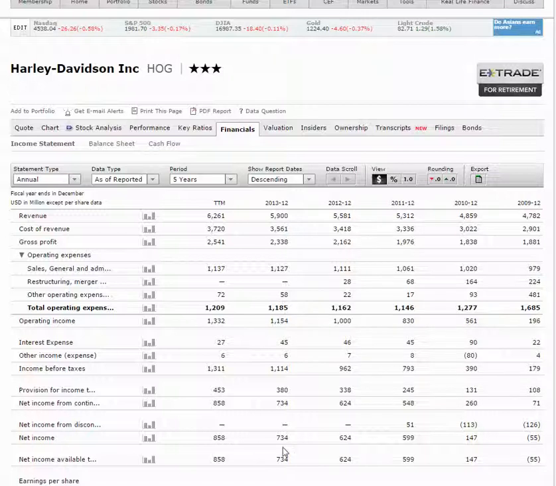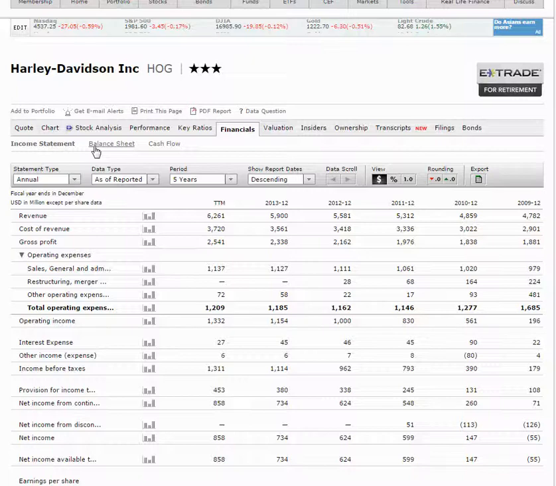And then you can come down here to the all-important net income, and look, they had a loss in 2009. They made a good recovery in 2010. Now they've made some great gains in 2011 and continuing to increase year after year. So if you were going to invest in Harley, this is obviously a good positive sign.